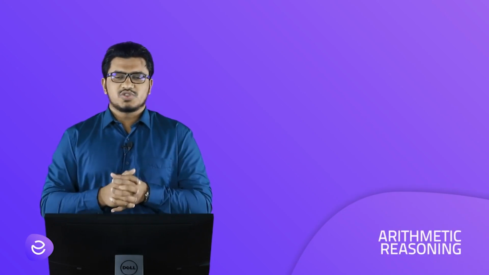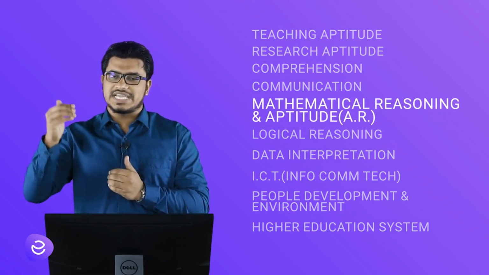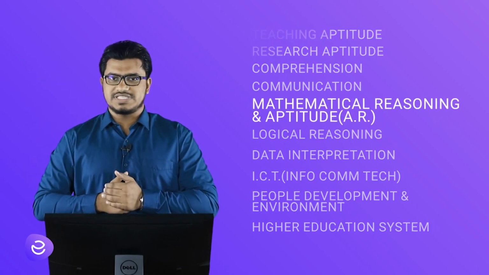In this session, we'll be dealing with arithmetic reasoning. As you all know, arithmetic reasoning is one of the 10 subjects included in paper 1 of UGC NET. Inside arithmetic reasoning, we can find 7 or 8 sections. All these sections are related to your reasoning skills, your common sense, your intellect.